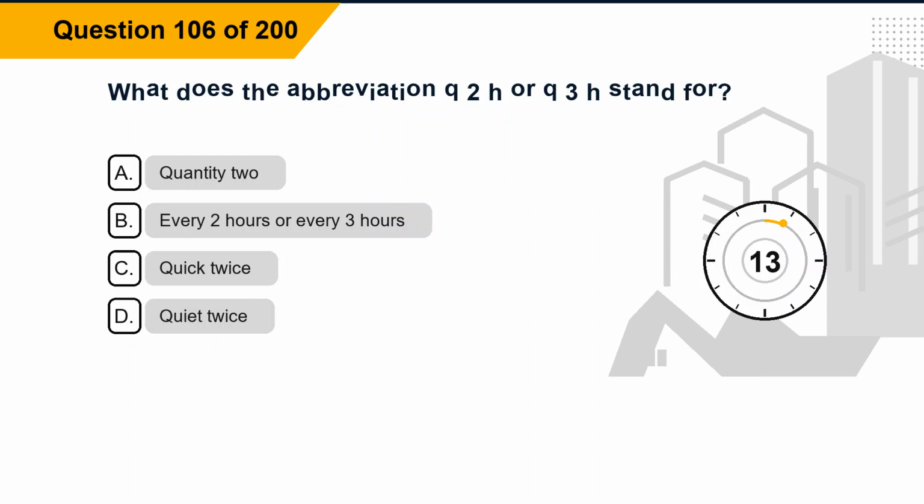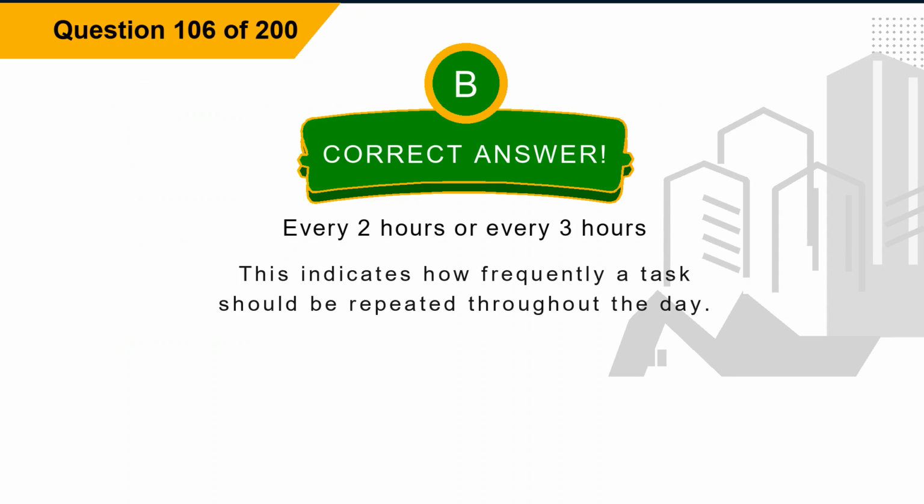Question 106. What does the abbreviation every 2 hours or every 3 hours stand for? Option A, quantity 2. Option B, every 2 hours or every 3 hours. Option C, quick twice. Option D, quiet twice. The correct answer is option B, every 2 hours or every 3 hours. Explanation. This indicates how frequently a task should be repeated throughout the day.